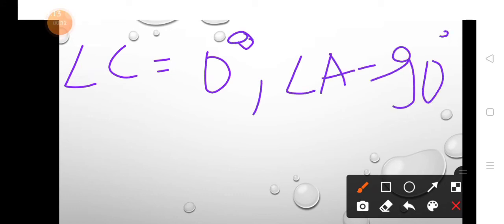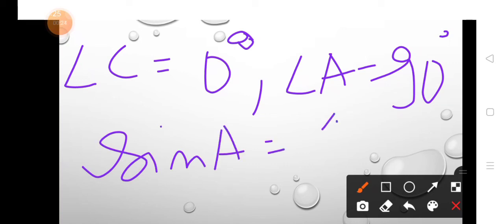See what we did just now, right? When angle C is very close to 0 degree, and then angle A is close to 90 degree. Okay, angle A close to 90 degree. Side AC is nearly the same as side BC. So sine of A is very close to 1. So it is close to 1.